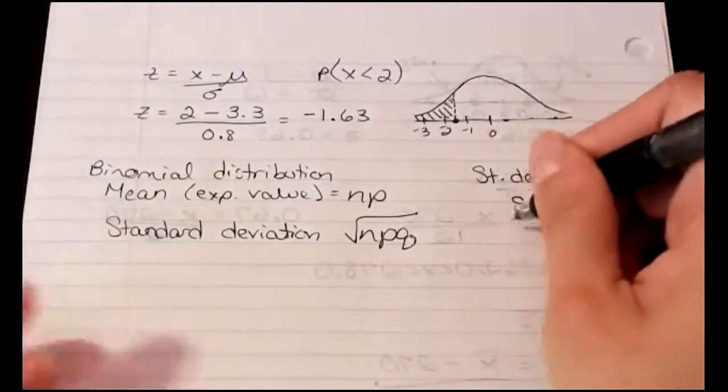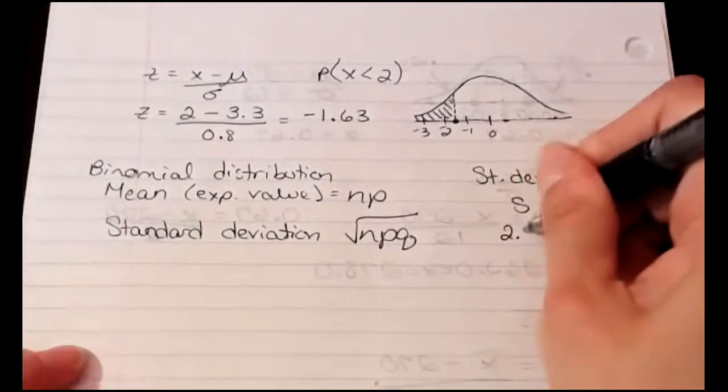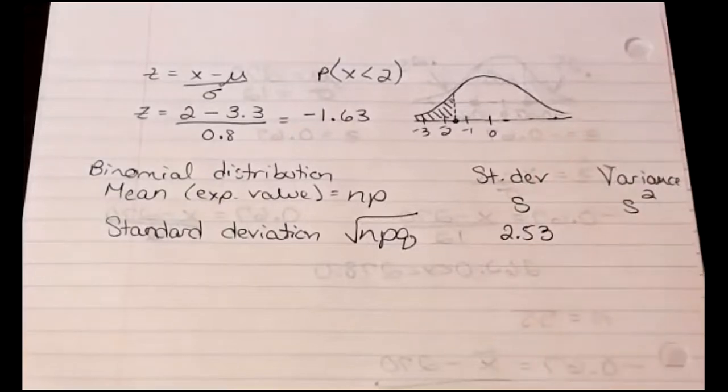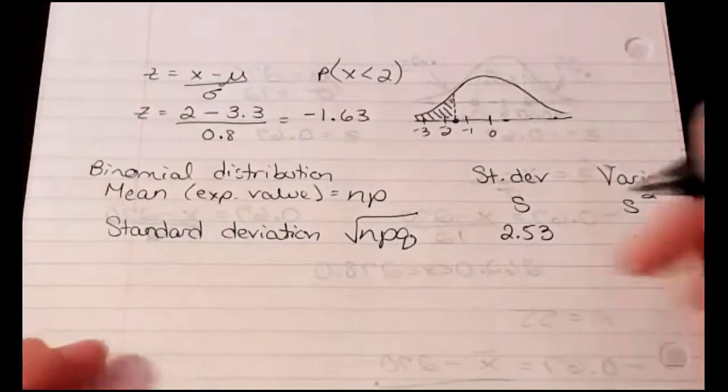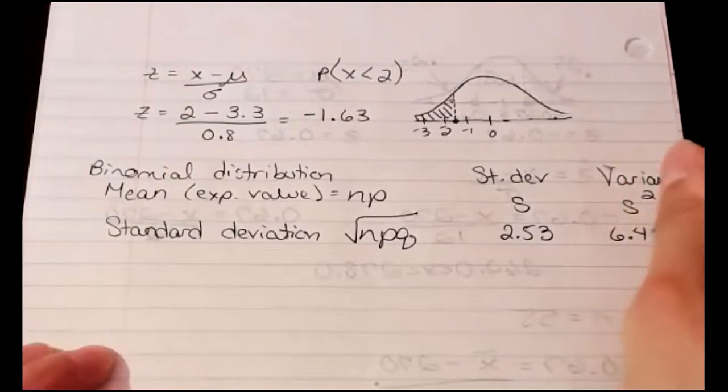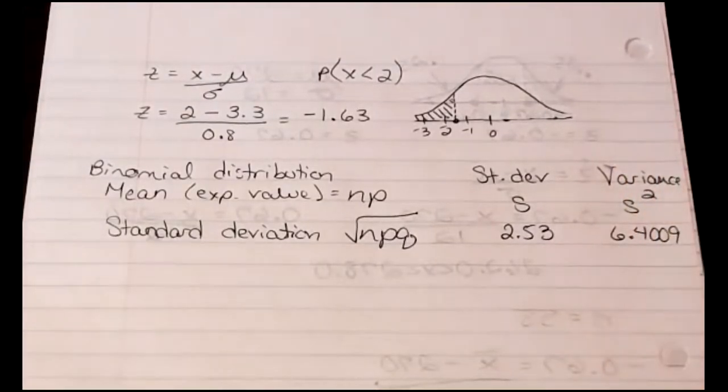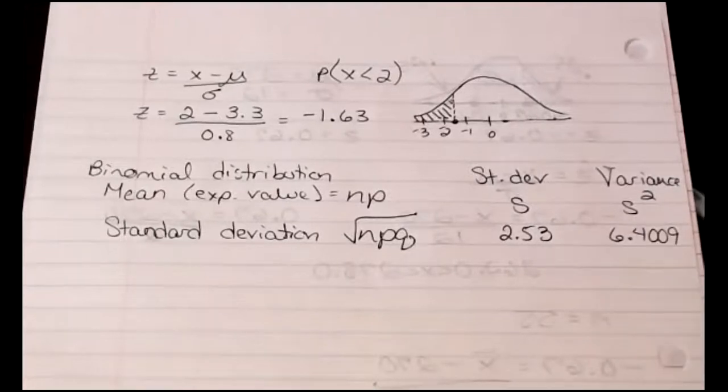So for whatever reason, let's say your standard deviation was 2.53, your variance is going to be 2.53 squared. So your variance is going to be 6.4009. You can always go back and forth like that. If you knew the variance, take the square root and that gives you the standard deviation. Okay. I got it. Awesome. Perfect. All right. Who's got the next question?